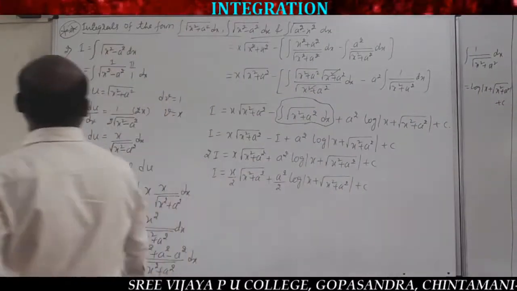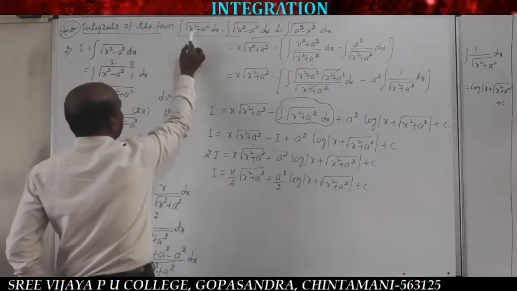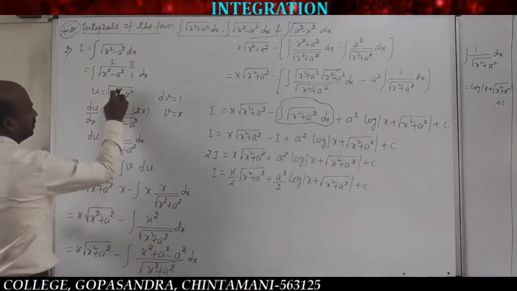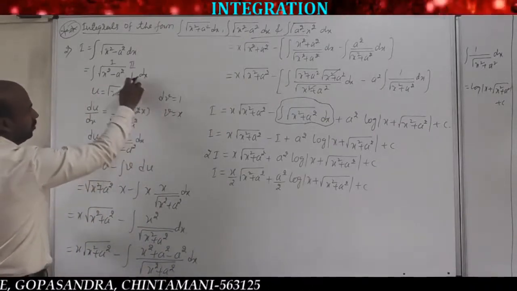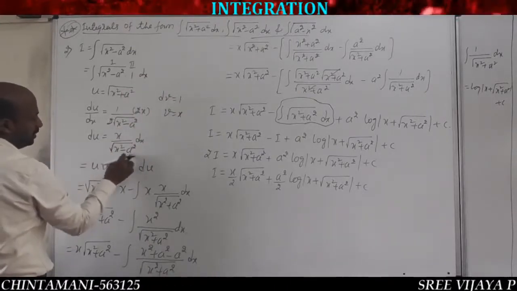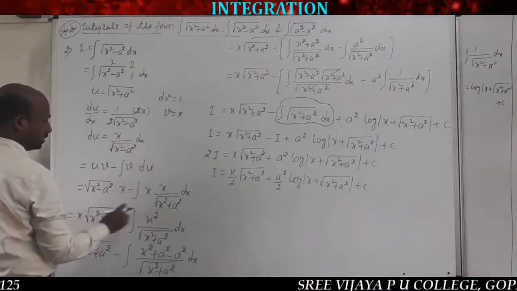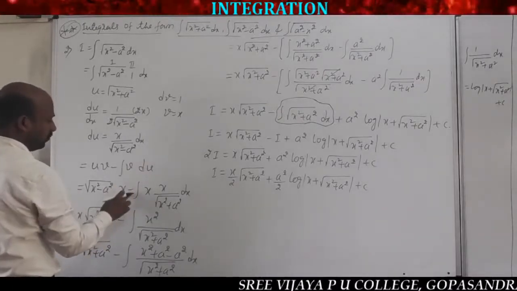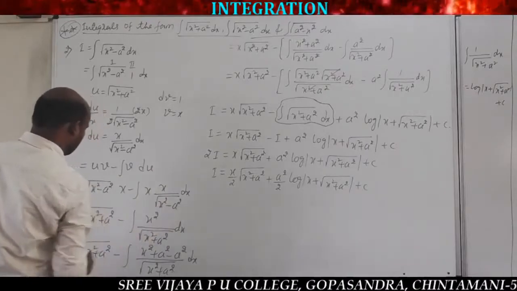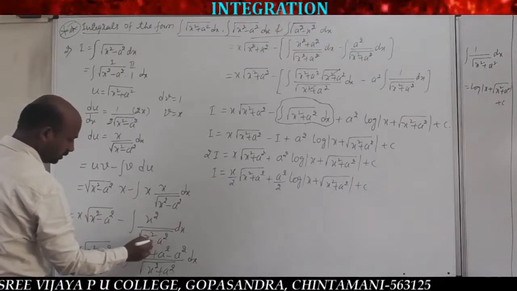Okay, second one, I is equal to integral of root of x square minus a square. So this one is root of x square plus a square, this one is root of x square minus a square. So first function dv is equal to 1, second function differentiate. So you will get du is equal to x by root of x square minus a square with respect to x. So this is minus. Okay. So formula will be minus here. So this becomes again minus.